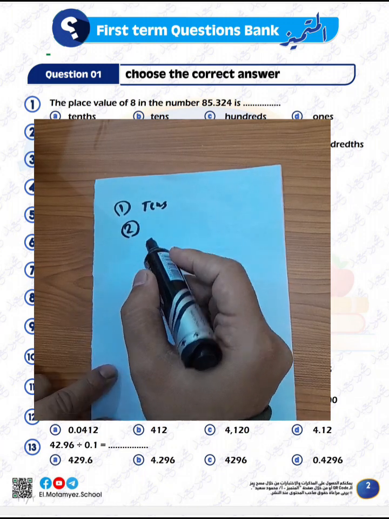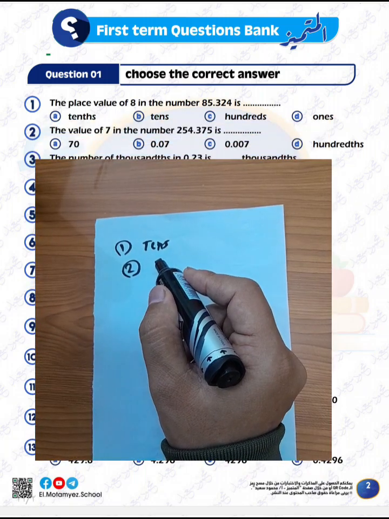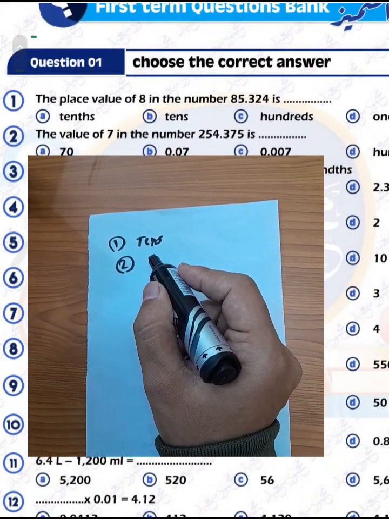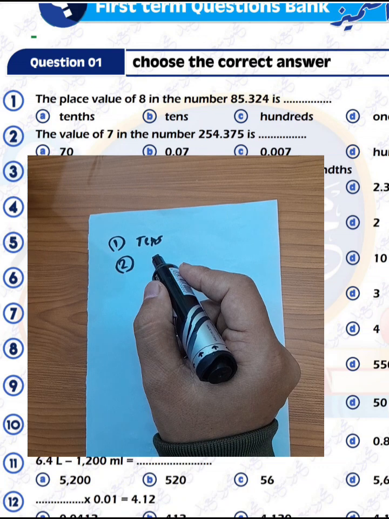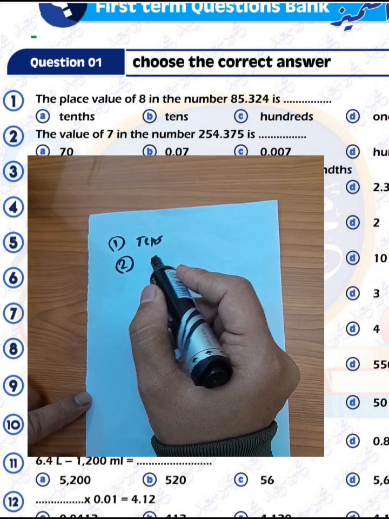Question number 2. Choose here letter B. Okay, question number 2. The value of 7 in the number 254,375,000 is what? 7 here lies in the hundred thousands.